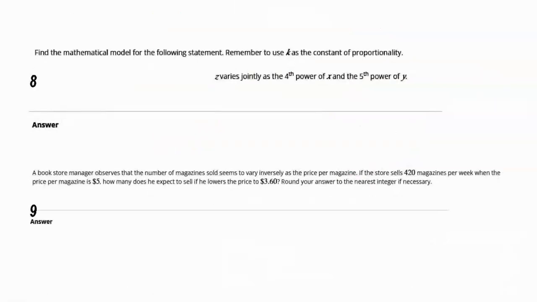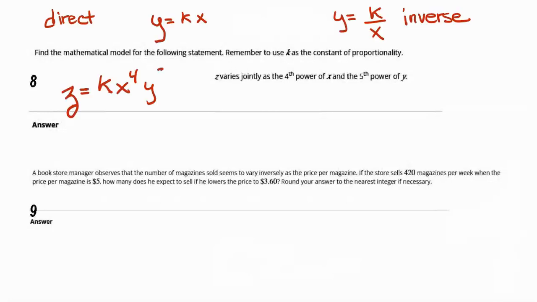Now, for number 8, they're giving us an easy one, I think. Find the mathematical model for following statements. Z varies jointly as the 4th power of x and the 5th power of y. Write that out. Give you a moment. So hopefully something easy, and this is 5th power here. Okay, now for number 9, again, I think something easy.